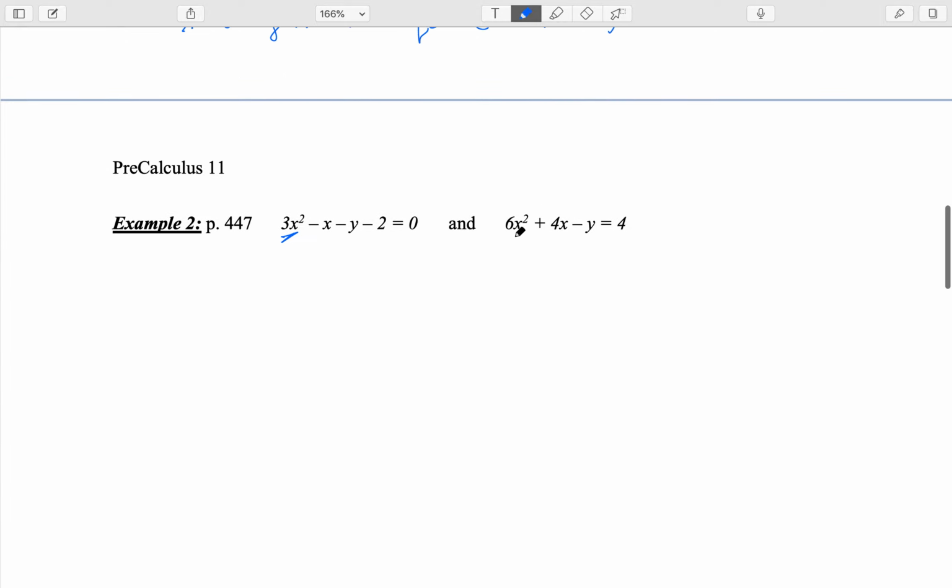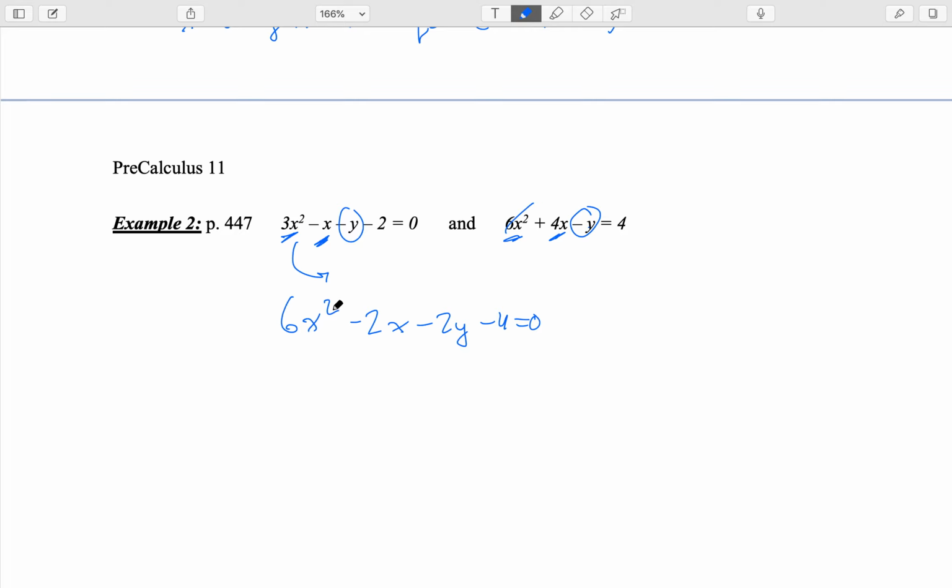Okay, so let's try this one. 3x squared, 6x squared. 4x. So I can cancel out the x squareds, I can cancel out the x's. Y, hang on, this is already ready to go. See, minus y, they're already the same. Maybe I should try and get rid of the y. Well, if I wanted to do this one, I could double this one. Watch, if I double it, I get 6x squared minus 2x minus 2y minus 4 is equal to 0.